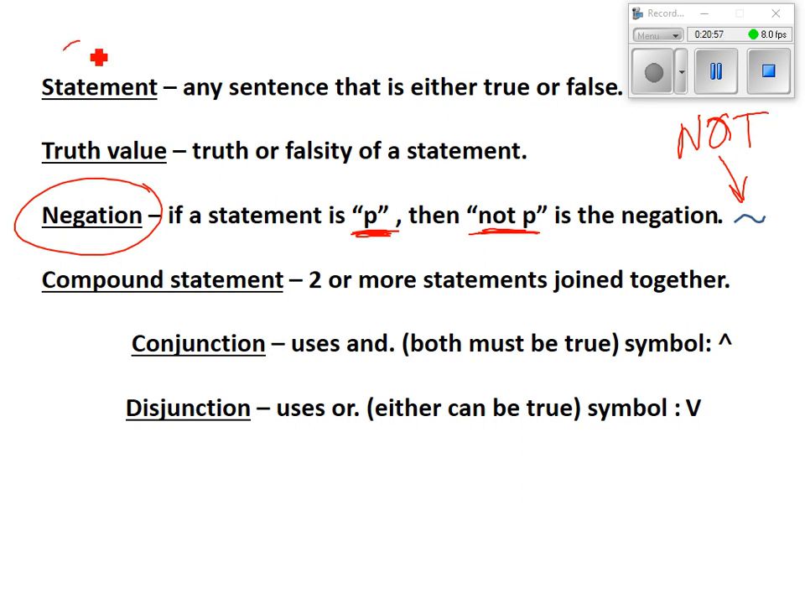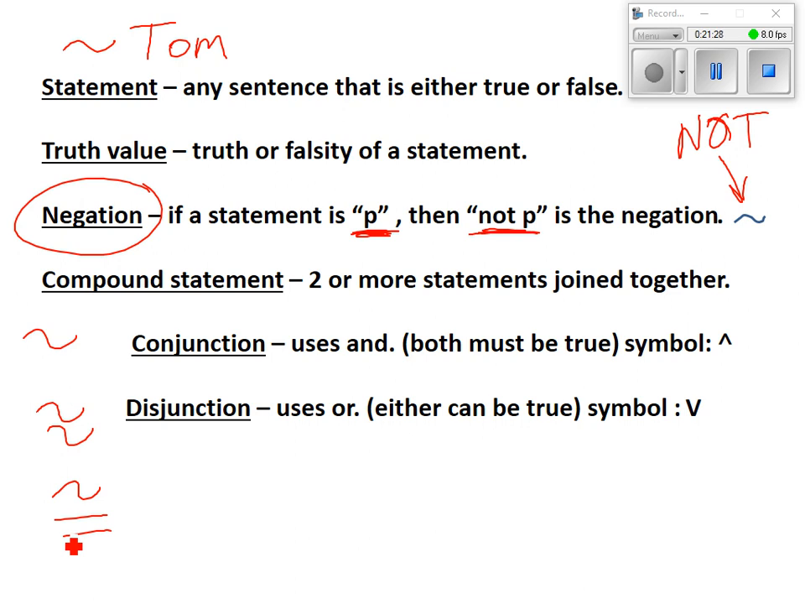So if you see this, it means not Tom. Kind of looks like that approximately sign. So make sure you don't get it confused. You got that symbol, you got the approximately symbol, then you also have what we learned last chapter, the congruent symbol. Don't get the three of them confused.